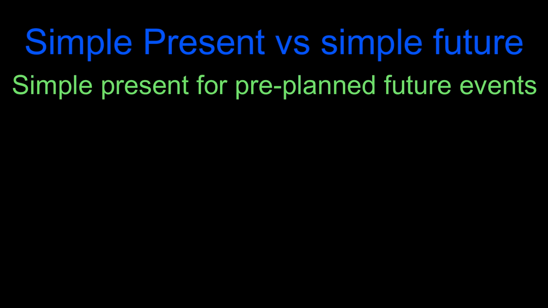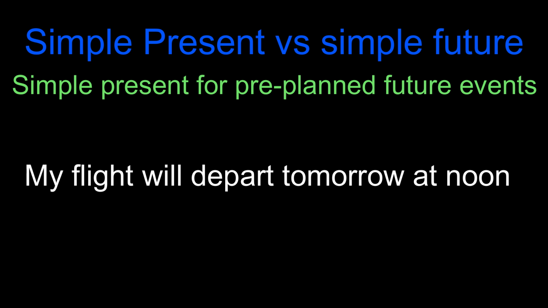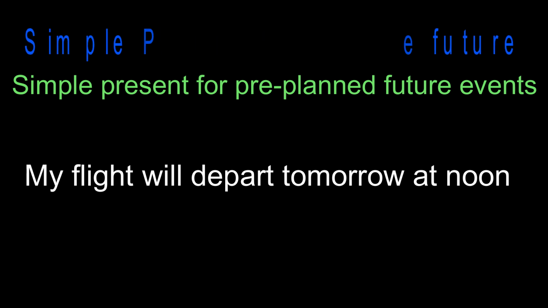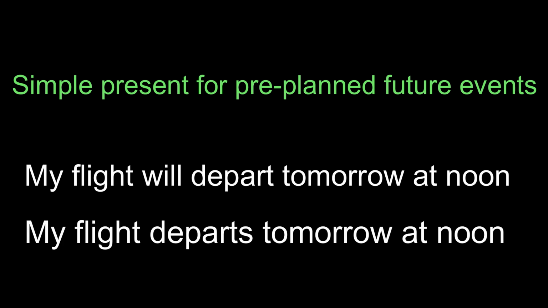Do not use the simple future for pre-planned events that will happen in the future. This sentence is incorrect. Incorrect. My flight will depart tomorrow at noon. Will is unnecessary when the future is already implied with tomorrow. The sentence is redundant and awkward. For pre-planned events that will happen in the future, we need to use the simple present as follows. Correct. My flight departs tomorrow at noon.